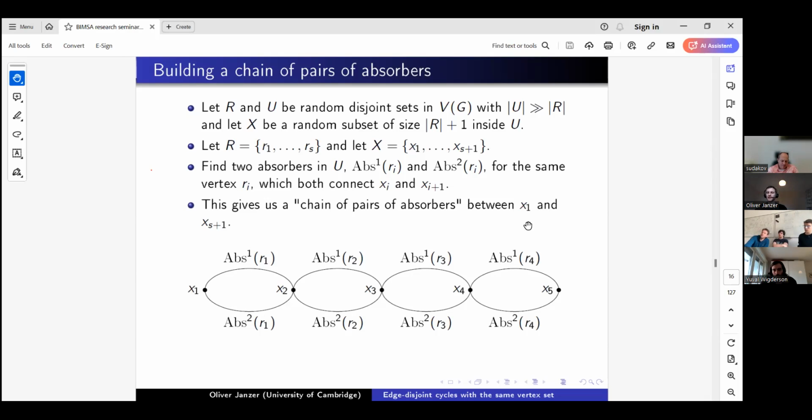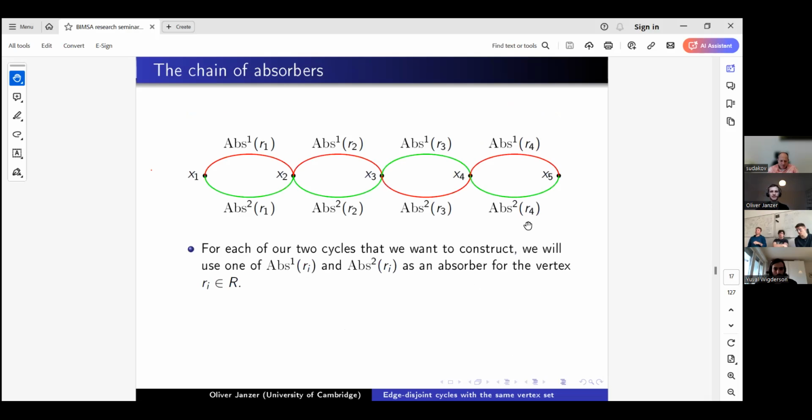But just yes. Question about it. So there's these pairs of absorbers. Yes. Can we both decide not to use R1, or is it that one of them will use R1 and the other is not? So very good question. It's not that one of them will use R1 and the other one will not. But rather, and hopefully this will become clear in the next slide, one absorber will be used in the first cycle and the other one will be used in the second cycle. So let's swap to the next slide.